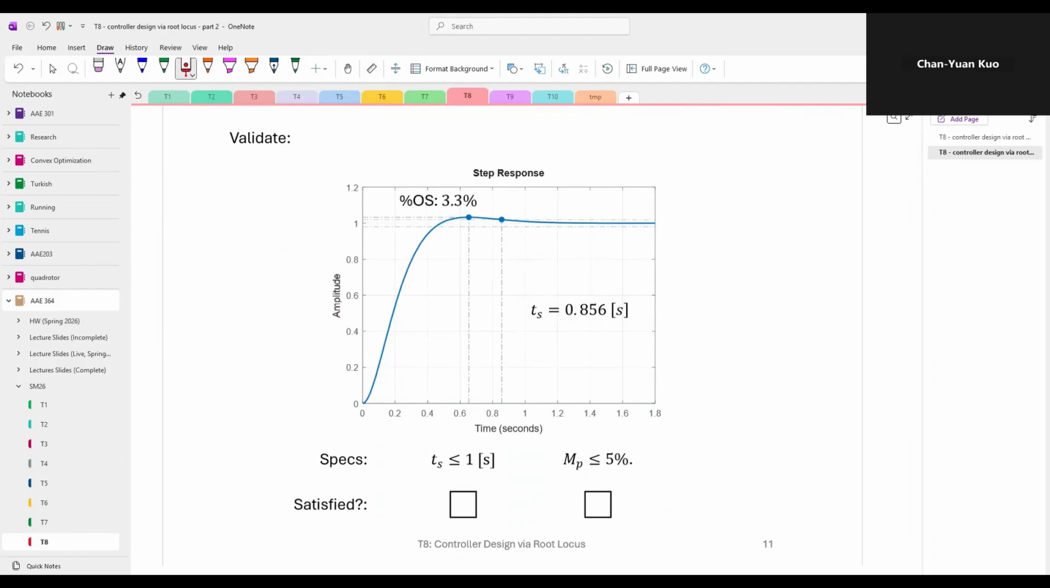Finally, let's verify the compensator's performance through a numerical simulation and see whether it satisfies the design specifications. According to the simulated unit step response shown here, we can see that the closed loop system now has an overshoot of about 3.3% and a settling time of about 0.86 seconds. And since they both satisfy our original design specifications, we can conclude that the lead compensator design is successful.